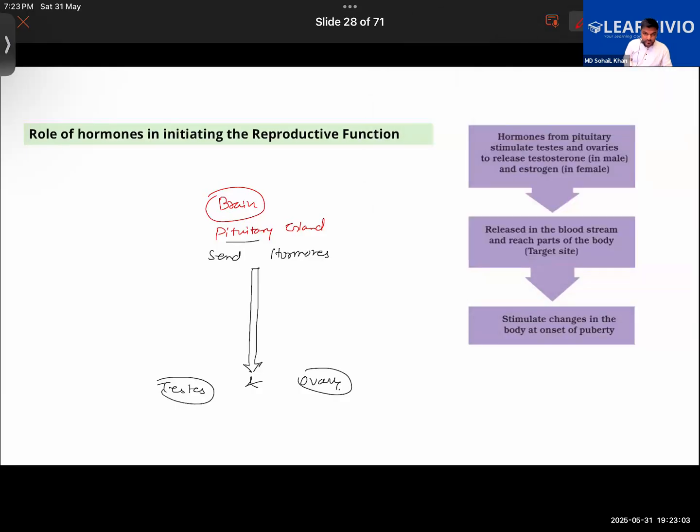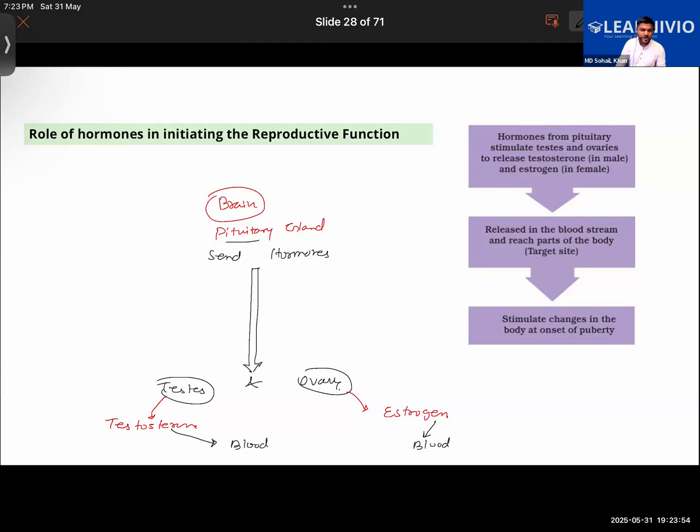Now, as the testis and ovaries get stimulated, they release hormones into the bloodstream. The testis releases testosterone, and the ovary releases estrogen. Estrogen and testosterone go into the blood, and the blood carries them to the target sites. Once they have reached their target sites, we can observe the changes.